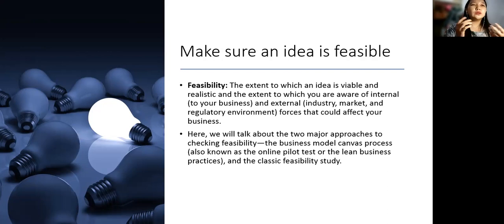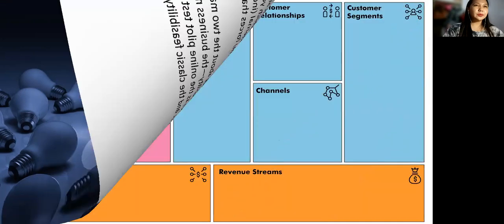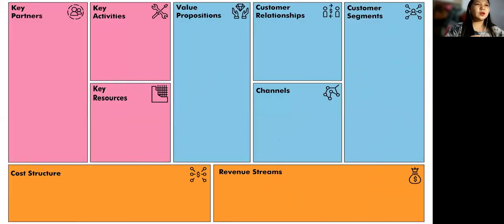And here we will talk about 2 major approaches to checking feasibility: the business model canvas and the classic feasibility study. Usually, sa feasibility studies natin class, ang ginagawa natin is yung classic feasibility na may parts. So, makikita ninyo yun later on. Okay. So, this is the business model canvas na tinutukoy natin.